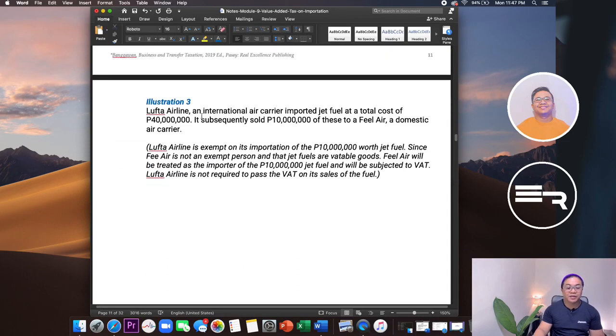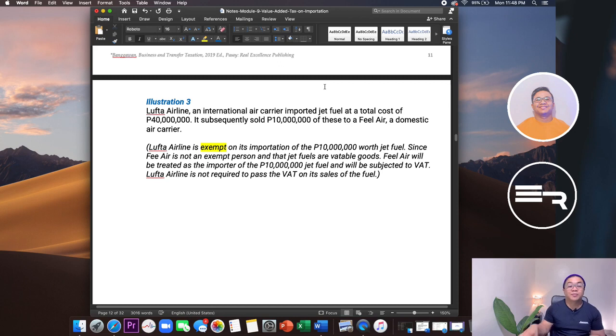Okay. Number 3, Lufta Airline, an international carrier, imported jet fuel, total cost of 40 million. Subsequently, binenta niya ang 10 million of this to PhilAir, a domestic air carrier. Si PhilAir ba, tax exempt siya or not? Di ba taxable siya? Okay, so since taxable, sabi natin, Lufta Airline is exempt on its importation of the 40 million, kasi nga for international eh. Kaso binenta niya. Kumbaga, supposedly, siya lang mag-consume, di ba? So, kung siya lang, exempt yun. Pero binenta niya eh, di ba?